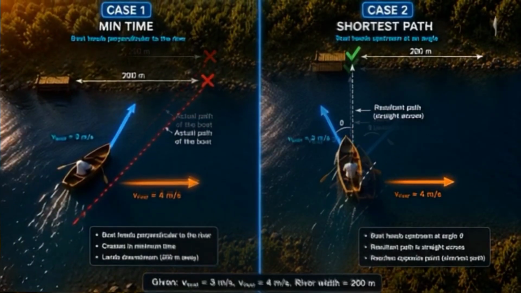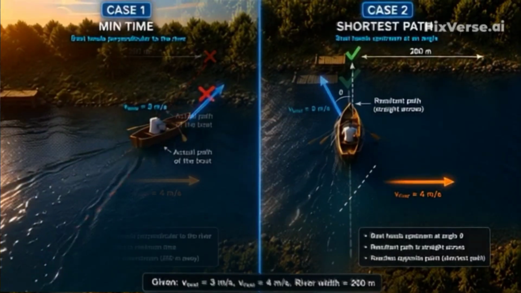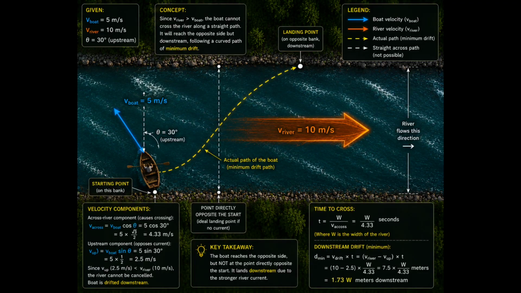Same river, same boat speed, but different vector directions create completely different results. Another case. A small wooden boat attempts to cross a wide river. The boat can move at 5 meters per second relative to the water, but the river current itself is flowing downstream at 10 meters per second. To reduce drifting, the boat is aimed 30 degrees upstream.